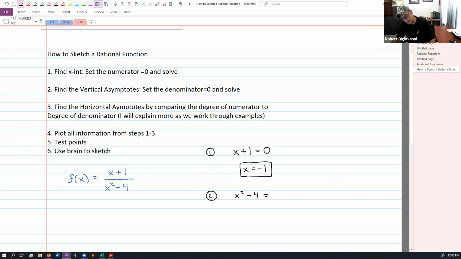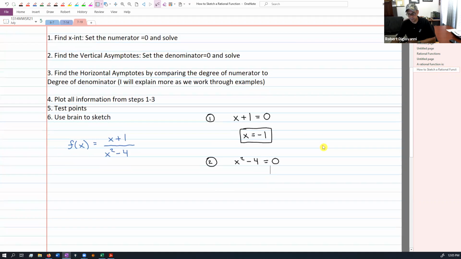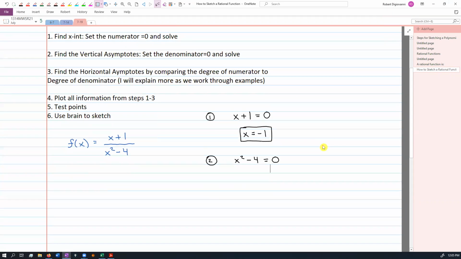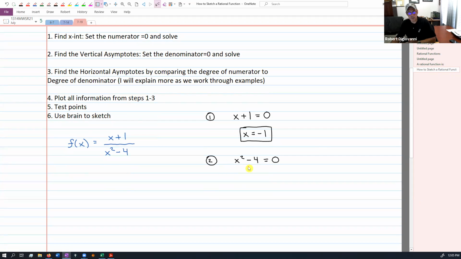Okay, and do you recognize x squared minus 4? You can't solve that, right? If it was a plus, you couldn't. But since it's a minus, it is a difference of 2 squares. So this is where it turns into 2 things. What would they be?